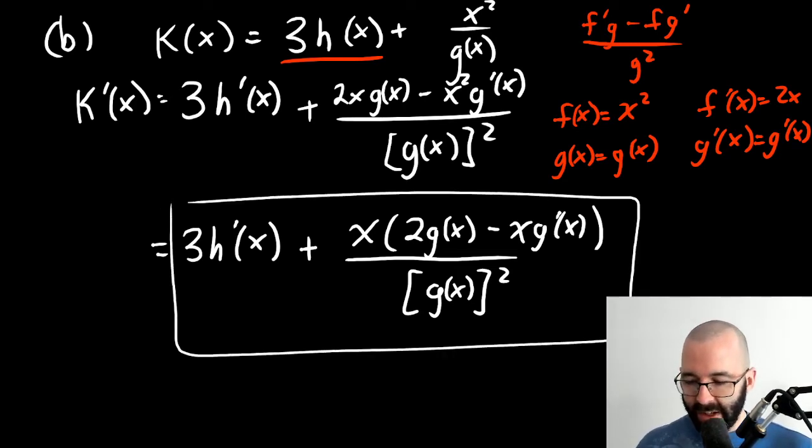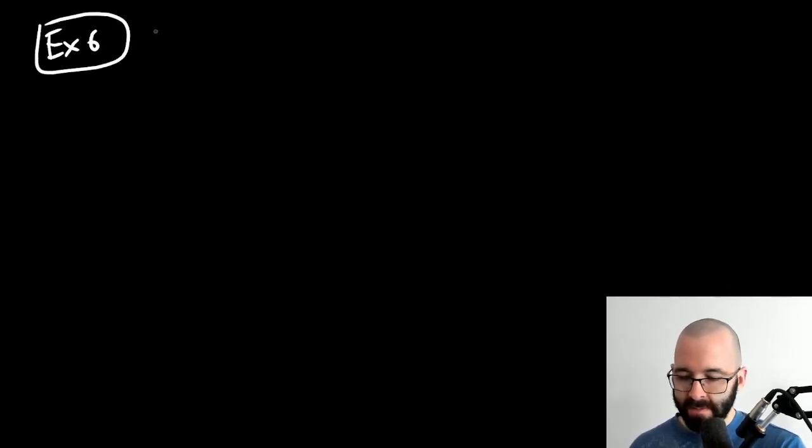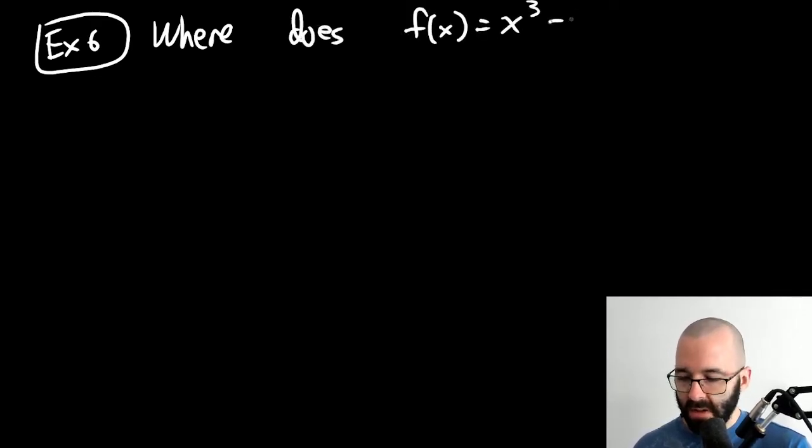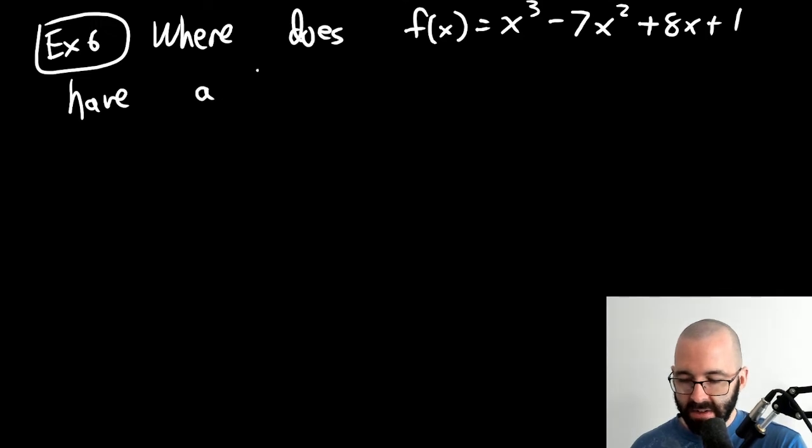That's how we use a quotient rule here. Let's tie in with some final examples, a couple odds and ends in this section. Example 6. Where does f of x, which equals x cubed minus 7x squared plus 8x plus 1, have a horizontal tangent line?